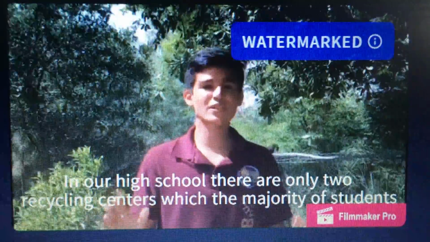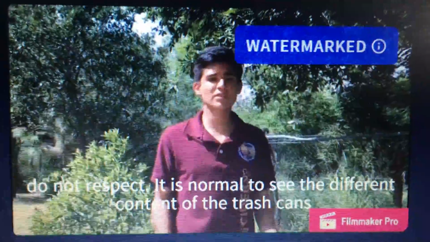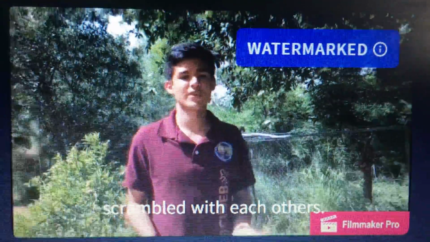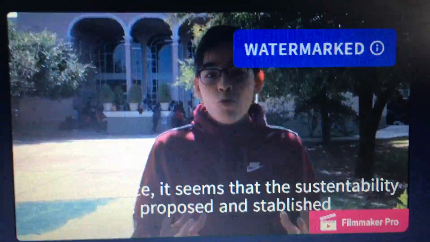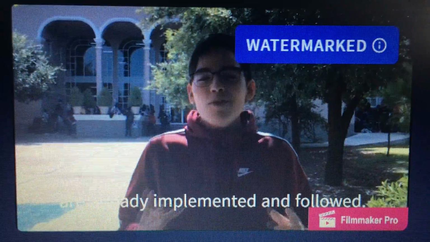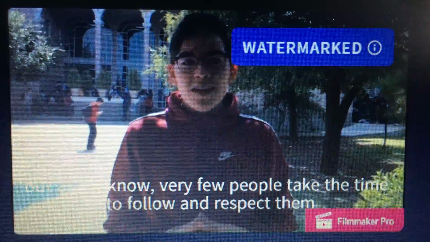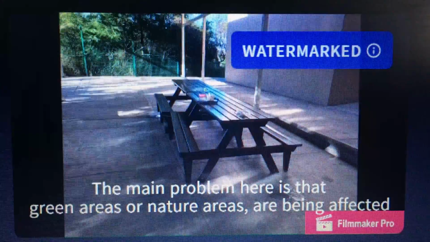In high school, there are only 2 recycle centers which the majority of students may not respect. It is normal to see the different contents of trash cans scrambled with each other. At first instance, it seemed that the sustainability rules already proposed and established in place are implemented and followed. But as we know, very few people take the time to follow and respect them.